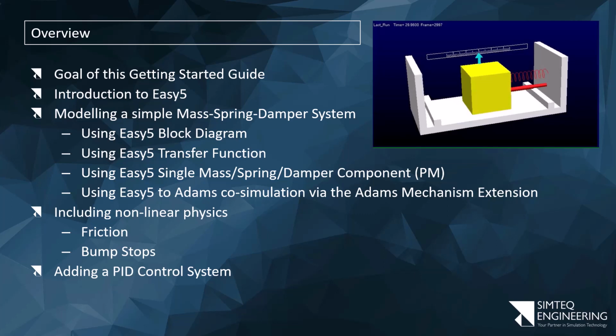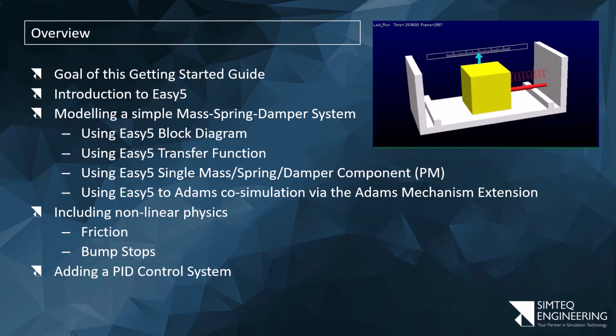And then lastly, we're going to look at how to add a PID control system to our model so that we are able to actually control the position of the mass using a control system in Easy5. So that's where we're going.